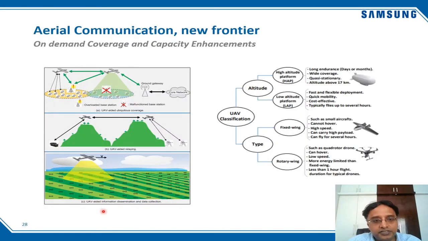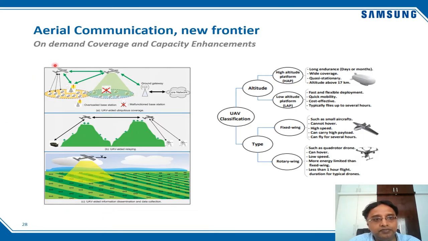If we go the terrestrial network way of enhancing the coverage or capacity, either a small cell, a macro base station, a relay node, or a distributed antenna system has to be deployed, which takes time and is capital intensive. So the other solution would be to deploy an aerial platform. Basically, we bring in a base station mounted on an unmanned aerial vehicle and deploy it in the region where you need coverage.